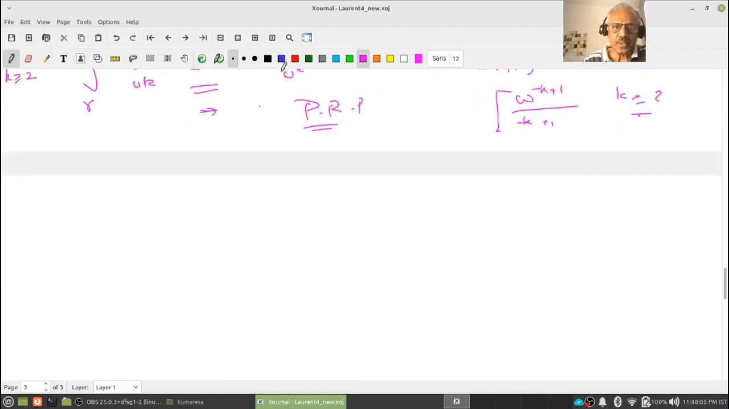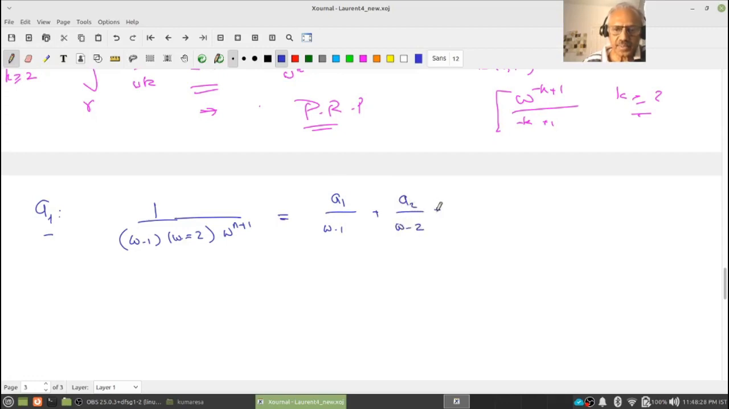Okay. Now, how do I find a1? Let us look at it. So, what do I have? I have 1 by (w minus 1)(w minus 2) into w power n plus 1, equal to a1 by w minus 1 plus a2 by w minus 2, etc., plus b1 by w plus bn plus 1 by w power n plus 1. I hope I am doing it correctly.